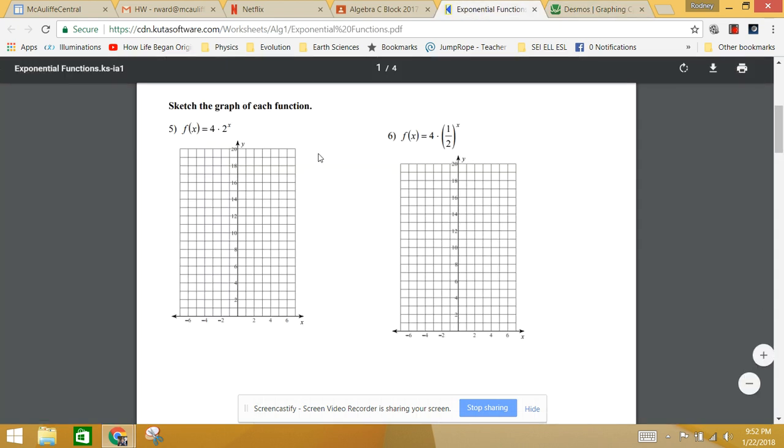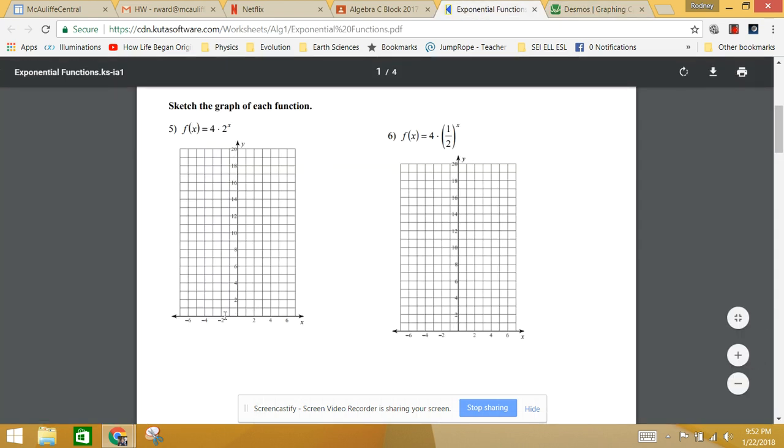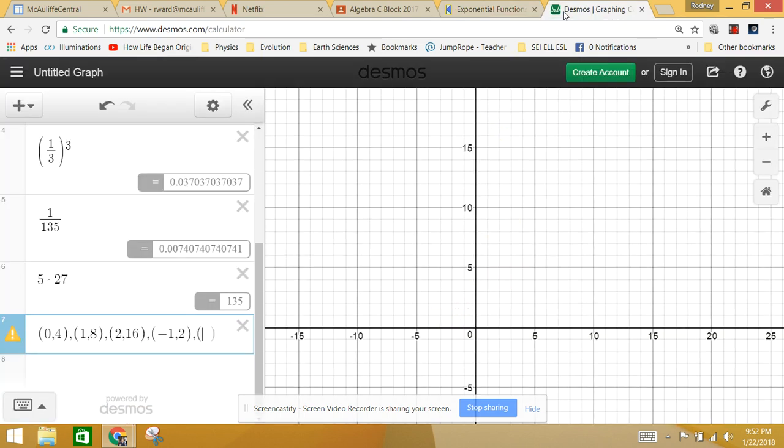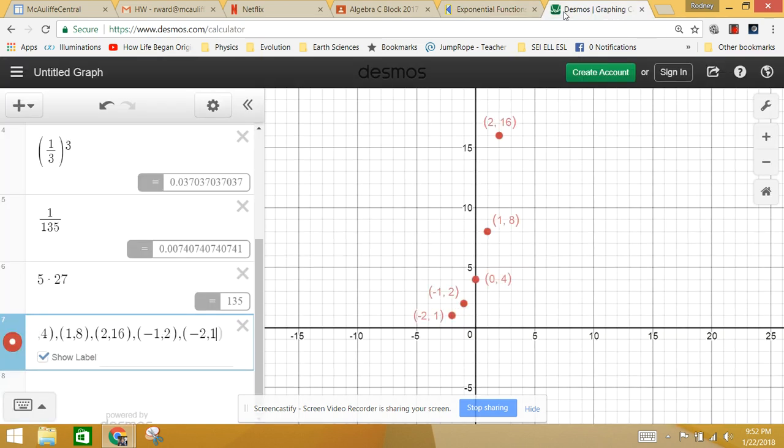We'll pick one more point, which is going to be negative 2. So x will be negative 2. 2 to the negative 2, we've already figured out, is 1 over 2 squared, or 1 over 4. But 4 times 1/4 is 1. So we've got a point at negative 2, 1. Okay, there we have probably enough points to start graphing our line.